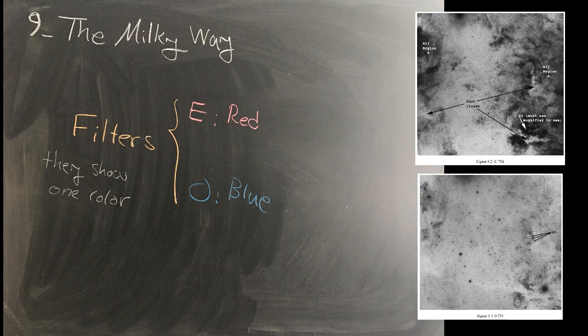This is another example. This is region 754. Top is filter E red, bottom is filter O blue. And again, you see big clouds in filter E. So these clouds are red because we can't see these clouds in filter O, bottom one.